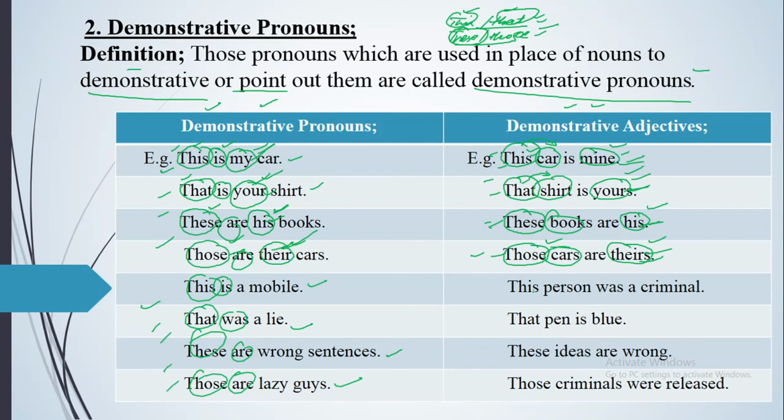And here, this pen: see, after that a noun is coming. That pen, after that there is a noun coming. These ideas, after that there is a noun coming. Those criminals, after that there is a noun coming. See, this person was a criminal. Now over here, this is working as a demonstrative adjective. That pen is blue, that is working as a demonstrative adjective. Those ideas are wrong, these ideas are wrong, and those criminals were released, so that is working as a demonstrative adjective.